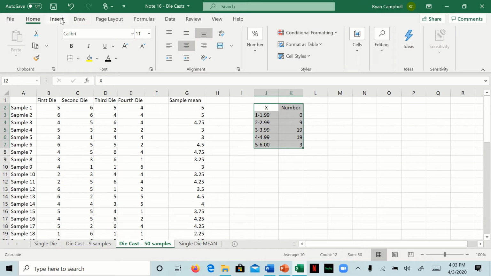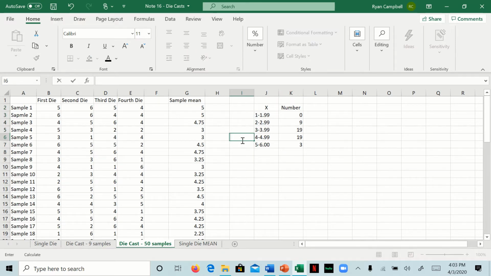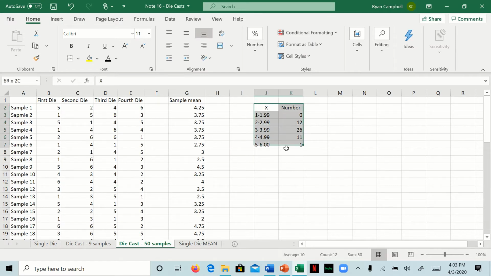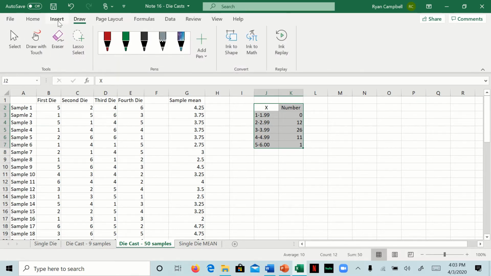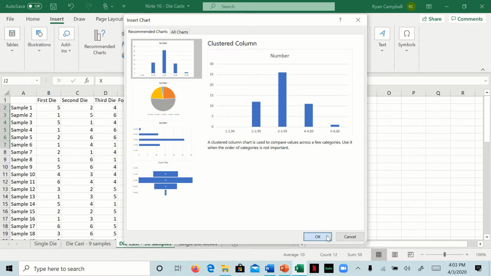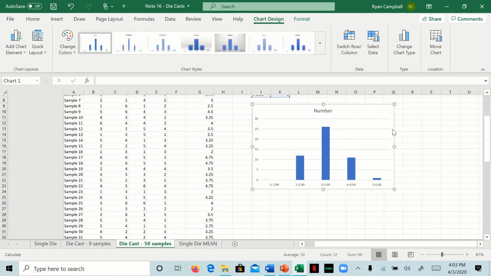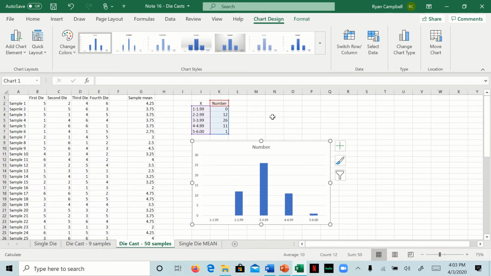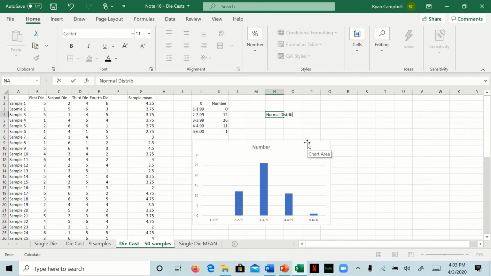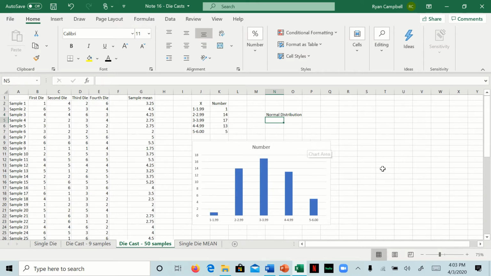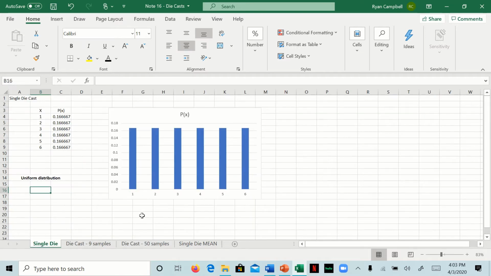And so what we can do is make a distribution. Oh, look, we finally have a normal distribution. Well, that's kind of cool. Normal distribution, still relatively normal. Good. All right, but the population is uniform.